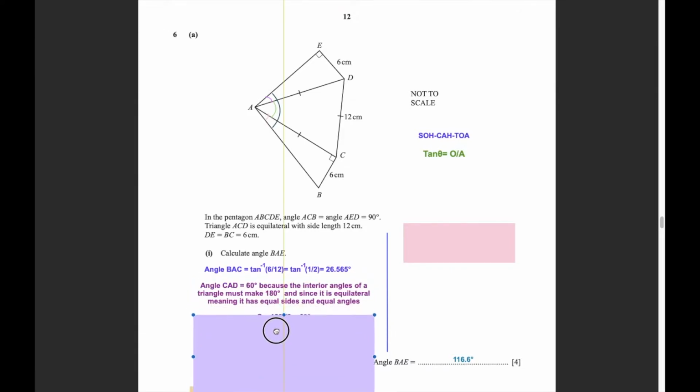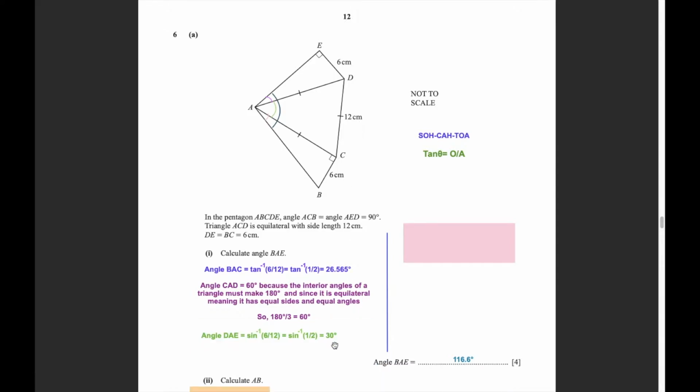Now the second one's a little bit easier, because angle CAD would be 60 degrees, simply because the interior angles of a triangle must make 180 degrees. And since it's an equilateral, meaning it has equal sides and equal angles, we can make use of that. So 180 degrees divided by 3, which is the 3 sides that we have, will give you 60 degrees. So 60 plus 60 plus 60 will end up giving us 180.